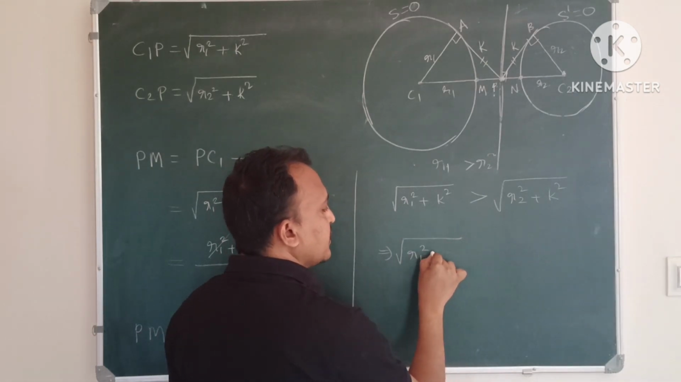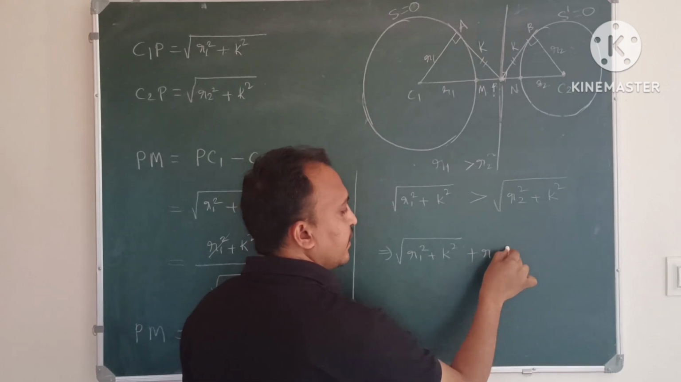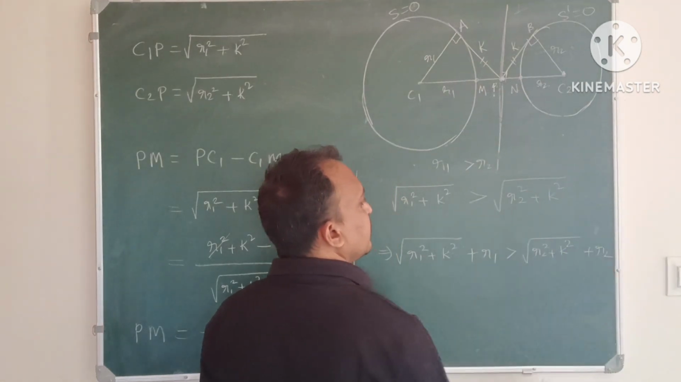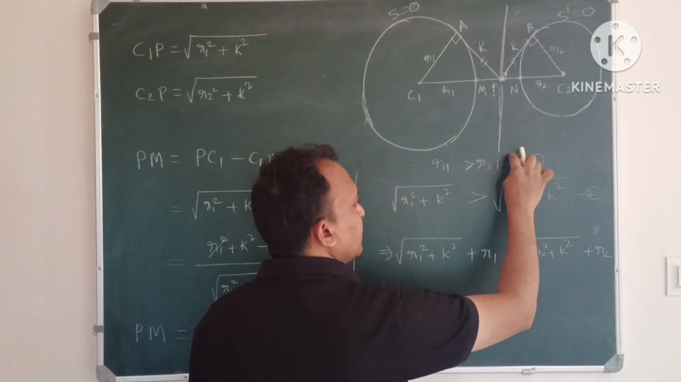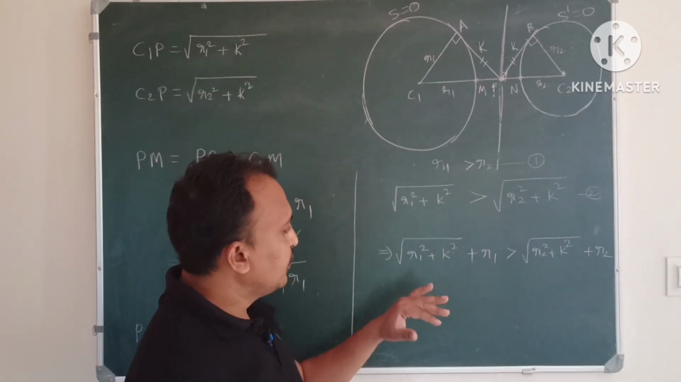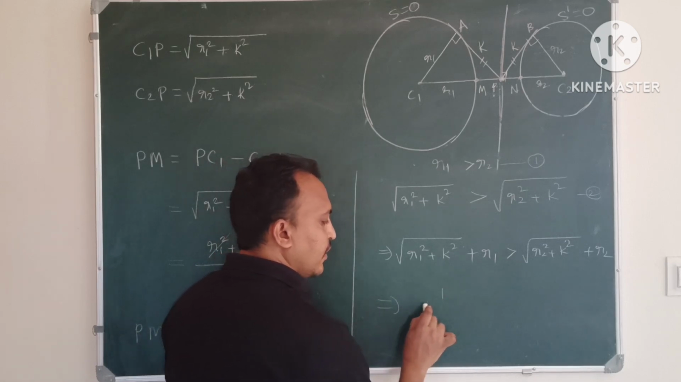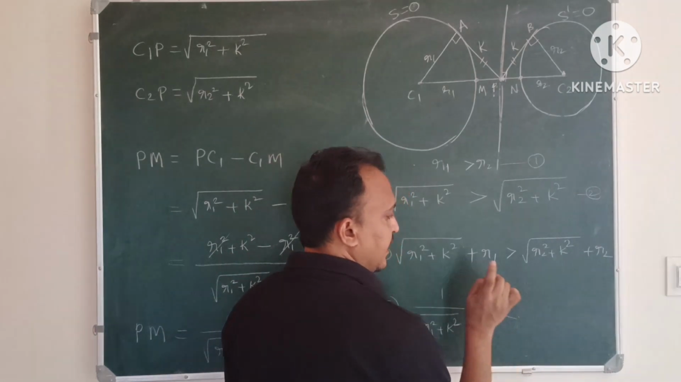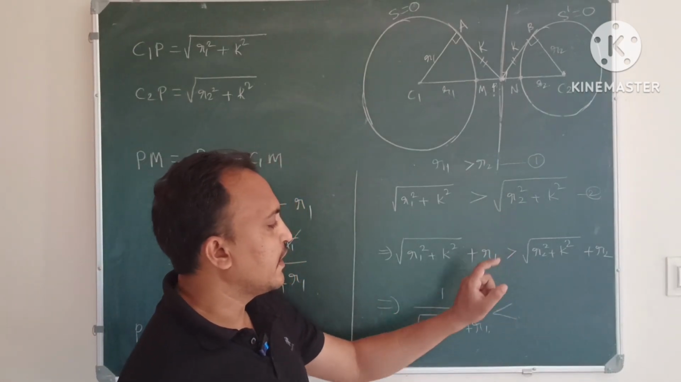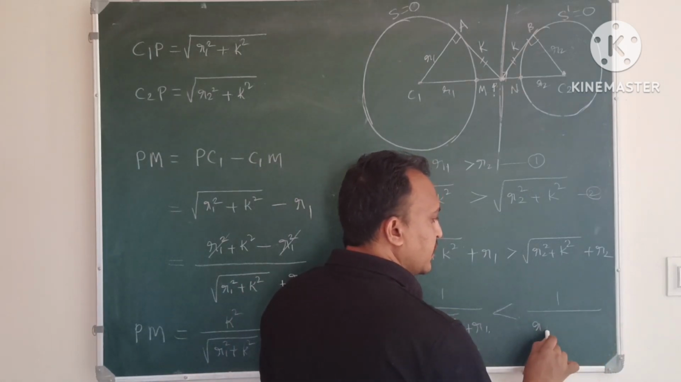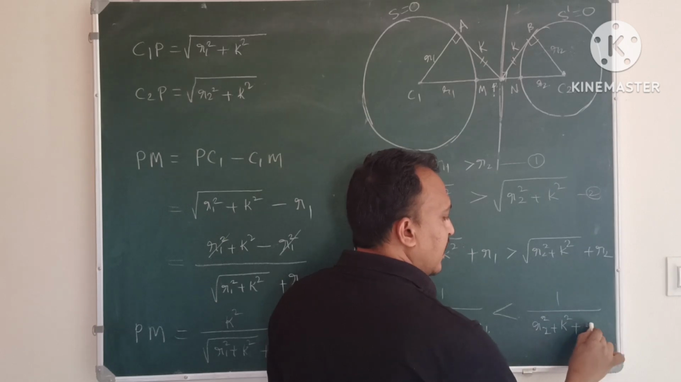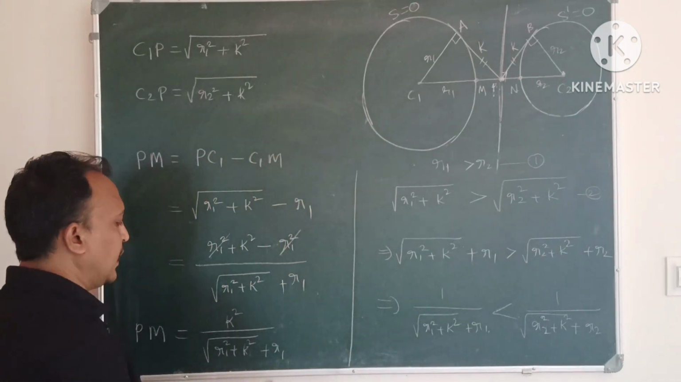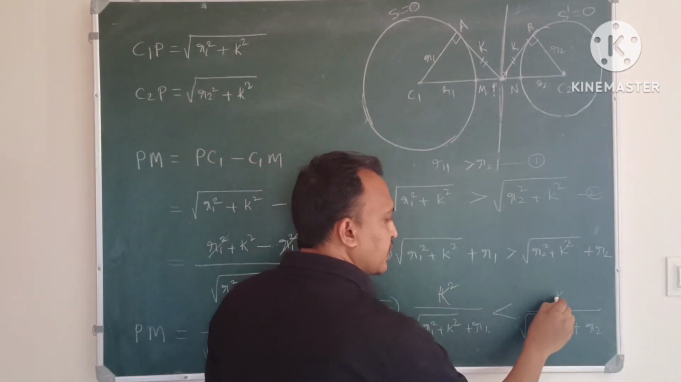Next, root of r1 square plus k square plus r1 is greater than root of r2 square plus k square plus r2. This is equation number 1, this is equation number 2. If you add these two, we got this. If you take the reciprocal of these two, what will happen? 1 by root of r1 square plus k square plus r1 is less than 1 by root of r2 square plus k square plus r2, because when you make it reciprocal, greater than becomes less than. Both sides, if you multiply with the non-negative number k square, you will get k square like this.